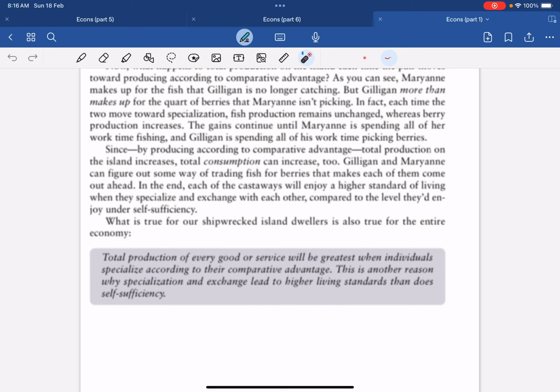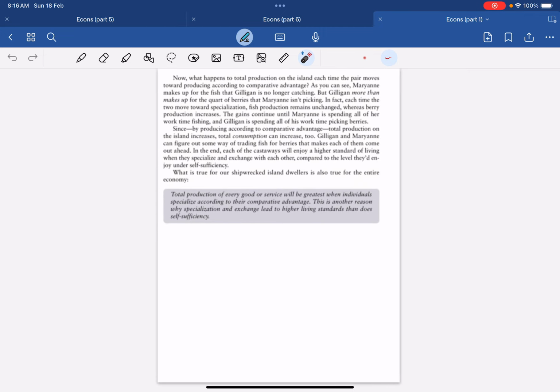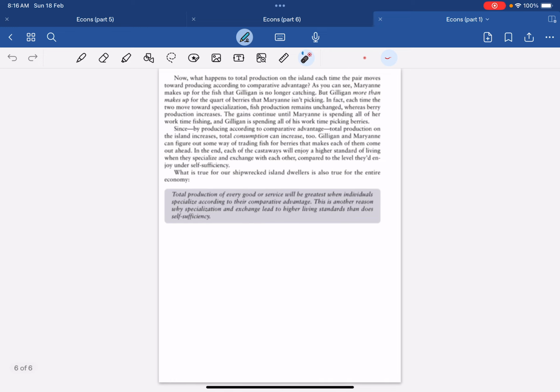And by assigning this work, this is known as the specialization part, and the total production will be the greatest with individuals specialized according to their comparative advantage. And then you just trade afterwards to gain more goods for both parties. So this is the introduction into economics, and later on we will talk more about how the intricacies work in the market using supply and demand models.